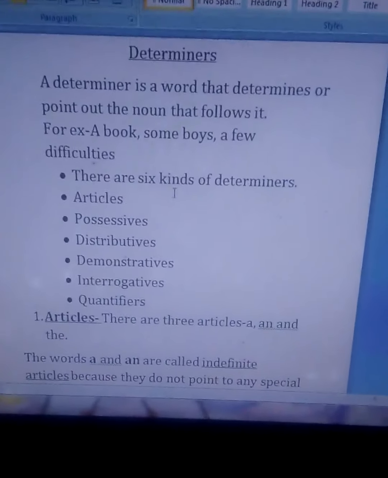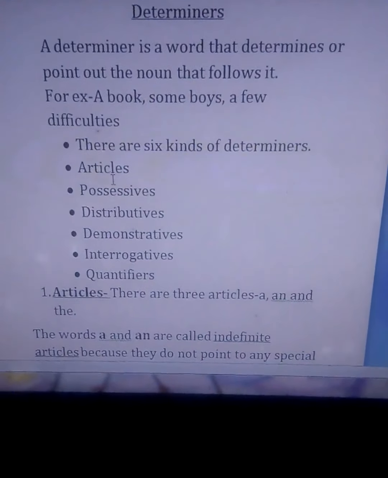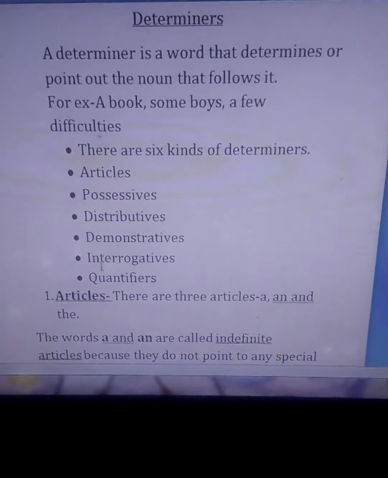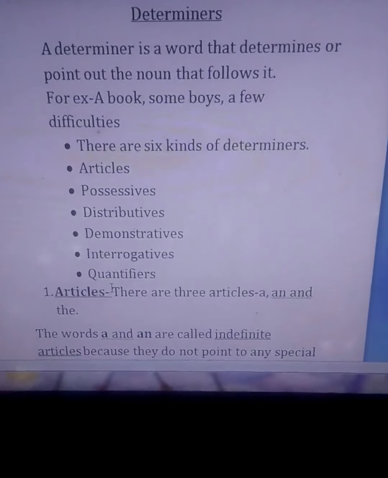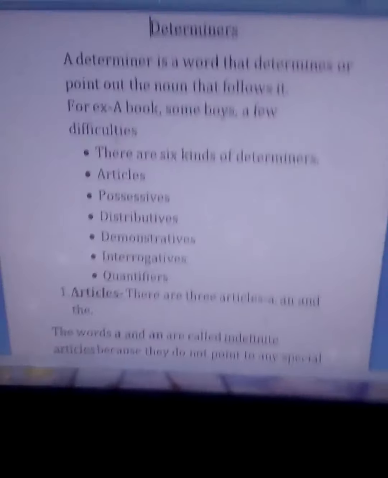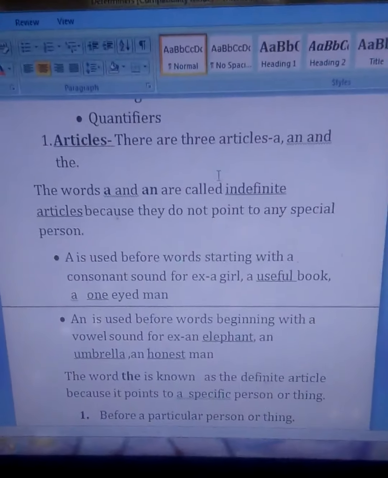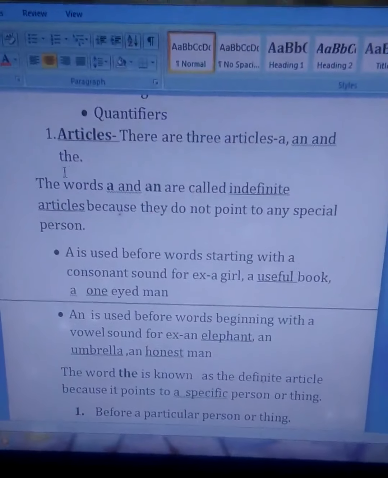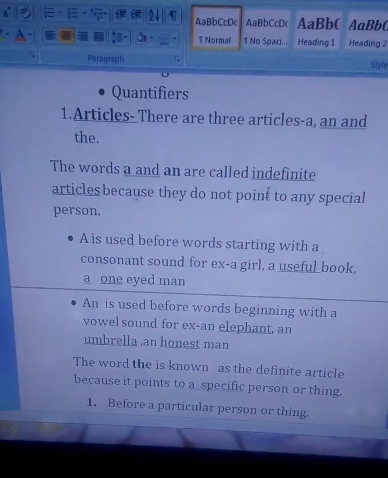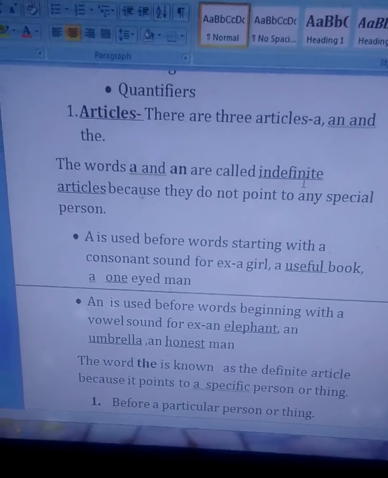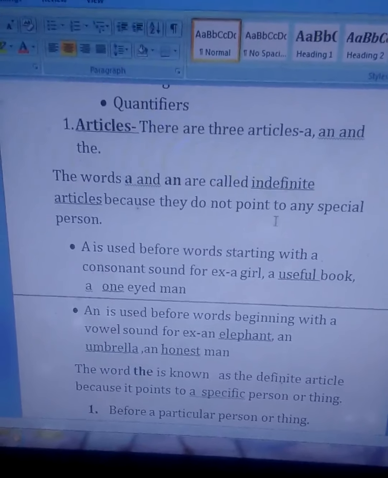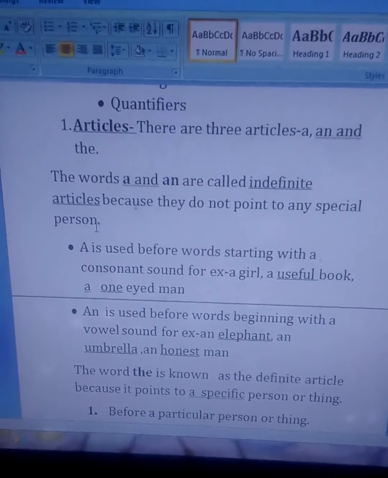There are 6 kinds of determiners: articles, possessives, distributives, demonstratives, interrogatives and quantifiers. Number 1 is articles. There are 3 articles: a, an and the. The words a and an are called indefinite articles. Why do we call them indefinite articles? Because they do not point to any special person.